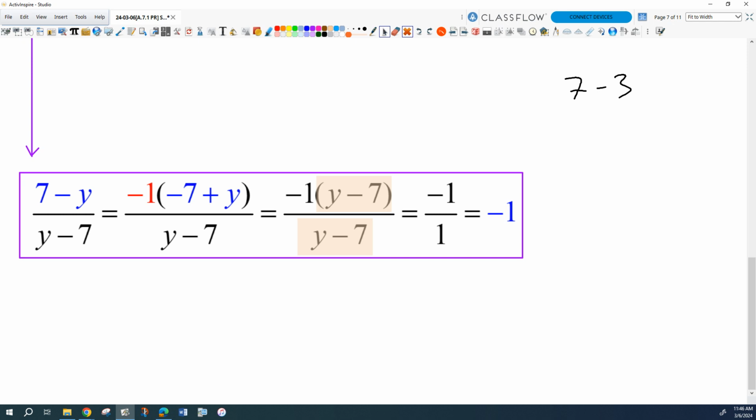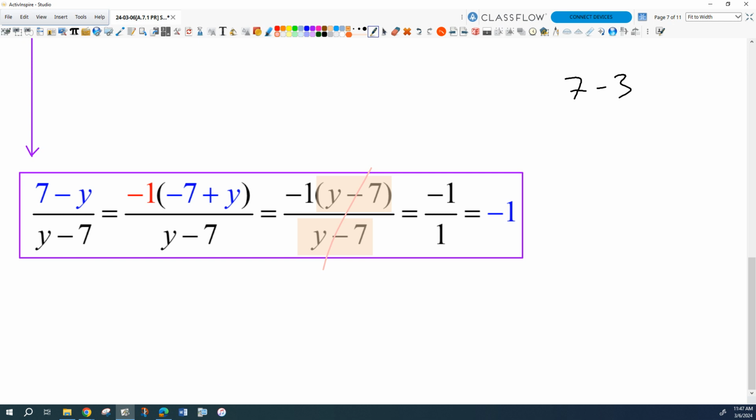Okay, now can I flip those terms around? Yeah, because there's a plus sign in the middle, right? So I could do y plus -7, which is the same thing as y minus 7. Aha, now this looks better. Now I've got my factor that I undistributed of -1 times y minus 7 over y minus 7. Look what happens. They cancel, and I'm left with -1 over 1, which is -1.